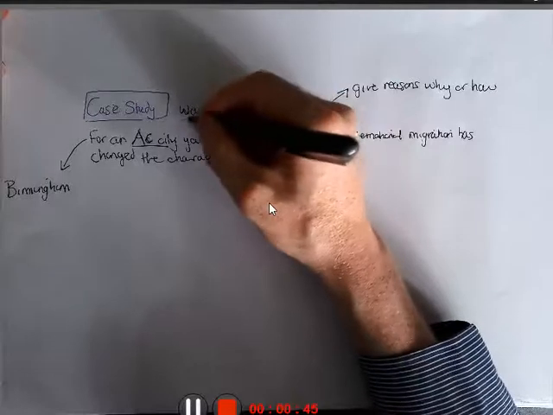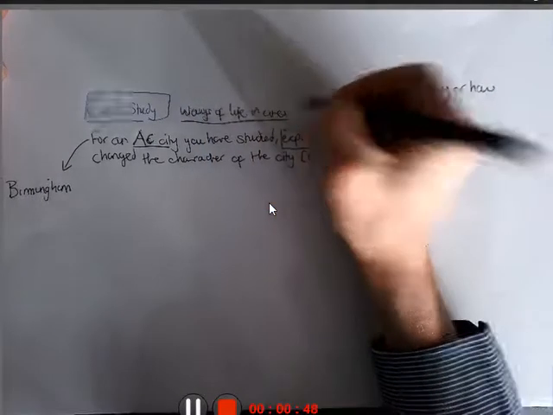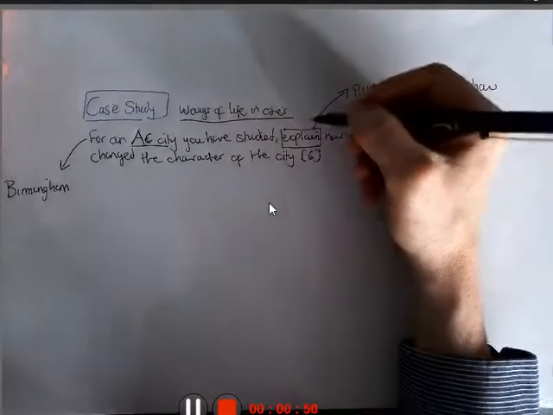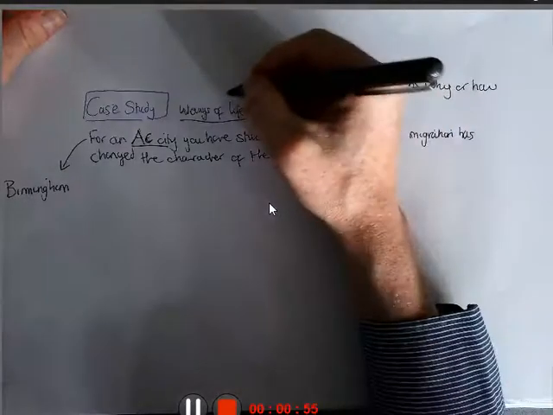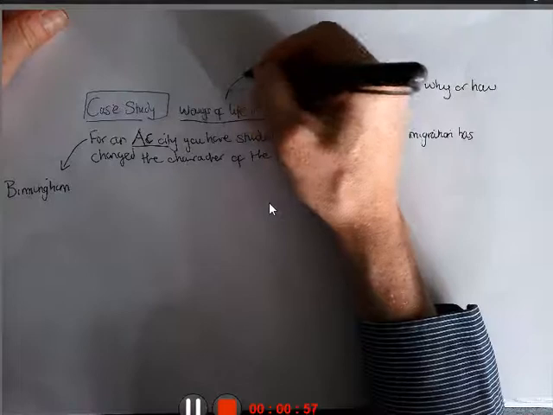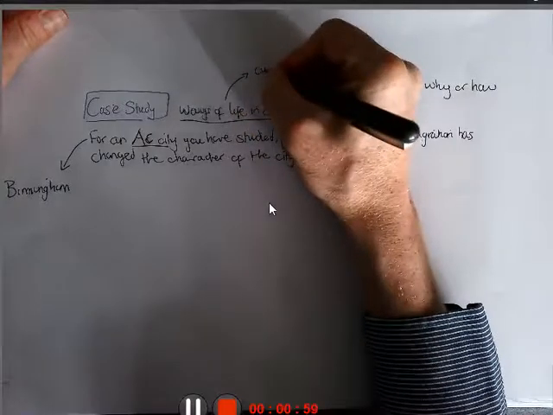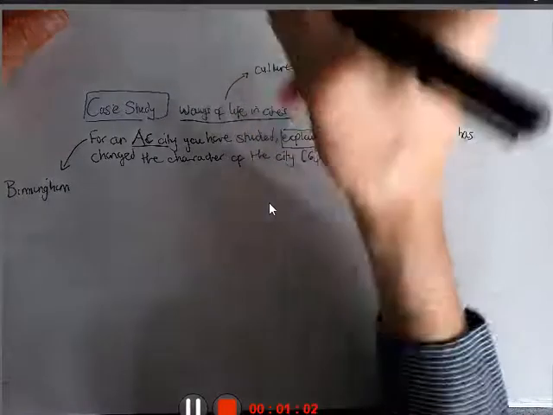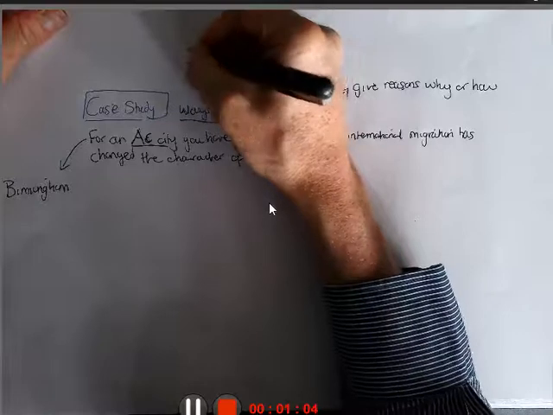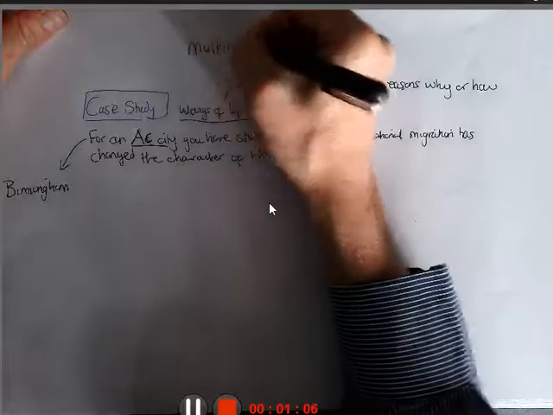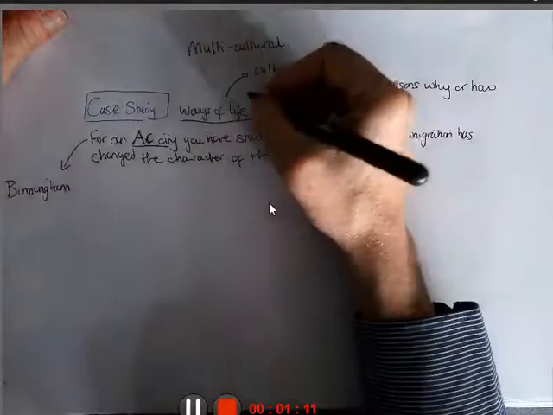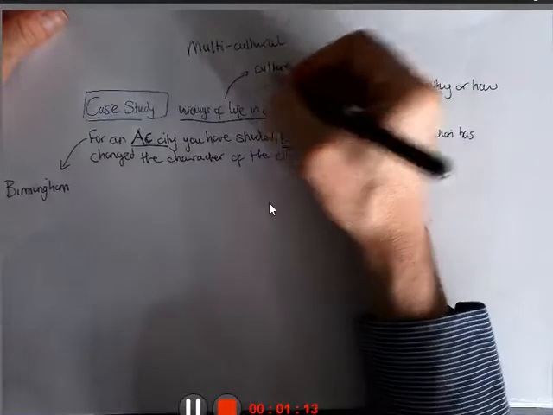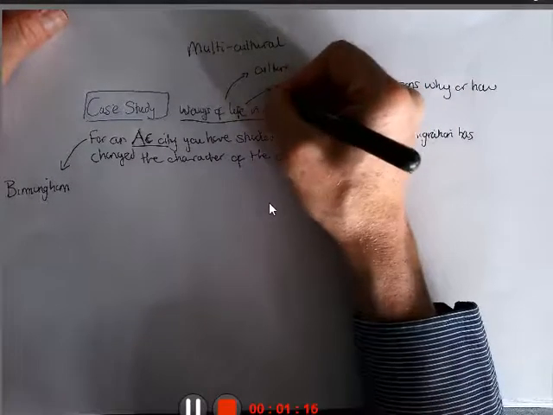The main body of this is going to be based on ways of life in a city, and it will be worded like that in your exam. So when you are talking about ways of life in a city, you are talking about its culture. The main word that you may wish to say is multicultural. Birmingham has many different cultures, and this will interlink into its ways of life.